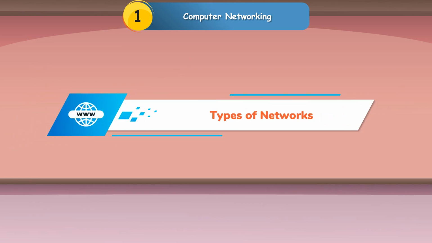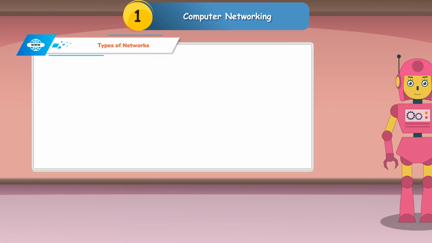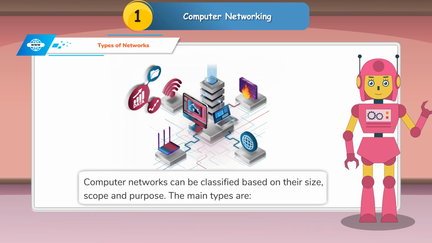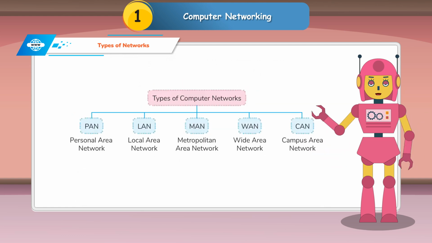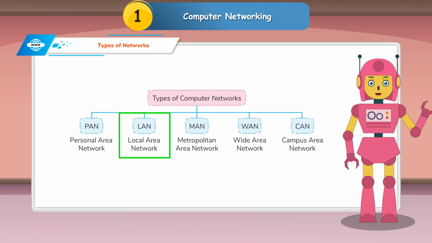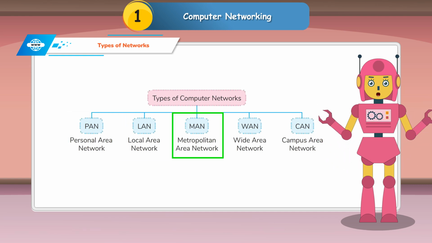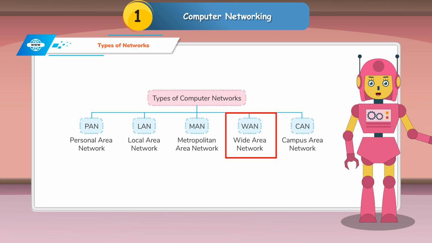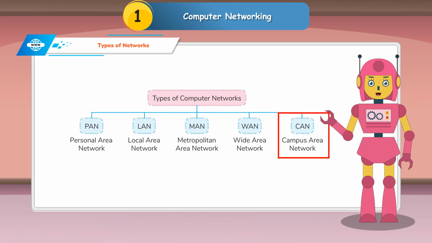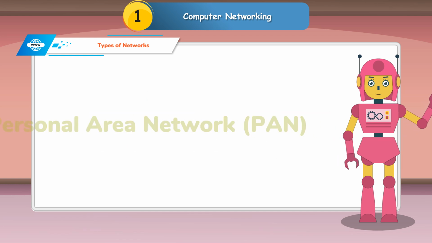Types of networks. Computer networks can be classified based on their size, scope, and purpose. The main types are: PAN, Personal Area Network; LAN, Local Area Network; MAN, Metropolitan Area Network; WAN, Wide Area Network; CAN, Campus Area Network.